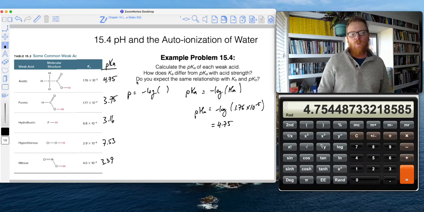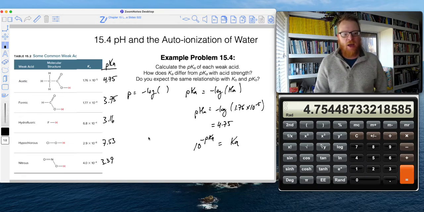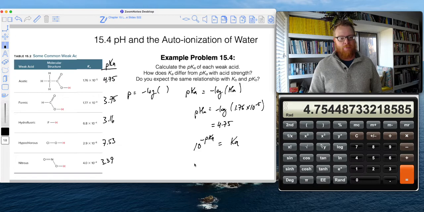And so now, what if we wanted to interconvert back, just to make sure that we could do it the other way? What if I had, for example, the pKa, and I wanted to go back to the Ka? Well, if we know pKa equals the negative log of Ka, to do the opposite of that, if I take 10 to the power negative pKa, that's going to give me back the Ka. So let's test that to see if that works. Let's play with the hydrofluoric as an example. So if I say 10 raised to the power negative 3.16, let's see what I get.